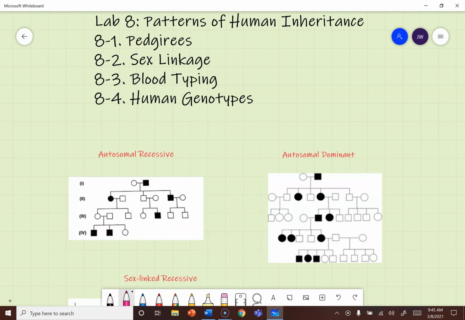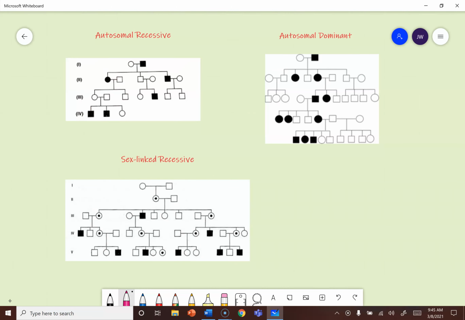Let's just do a quick review of pedigrees. So the 3 main types of pedigrees that you're going to see are autosomal recessive, autosomal dominant, and sex-linked recessive. You can also have sex-linked dominant pedigrees, but they're a little bit hard to decipher from autosomal dominant. And so for this course, I very likely will not give you a sex-linked dominant. So we're not going to worry about those too much.